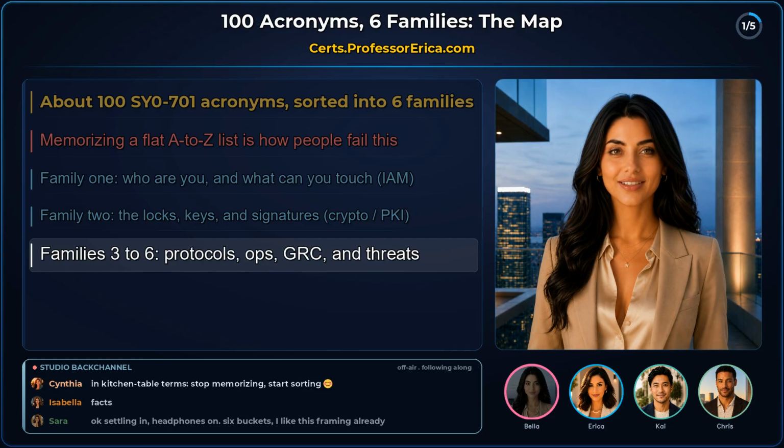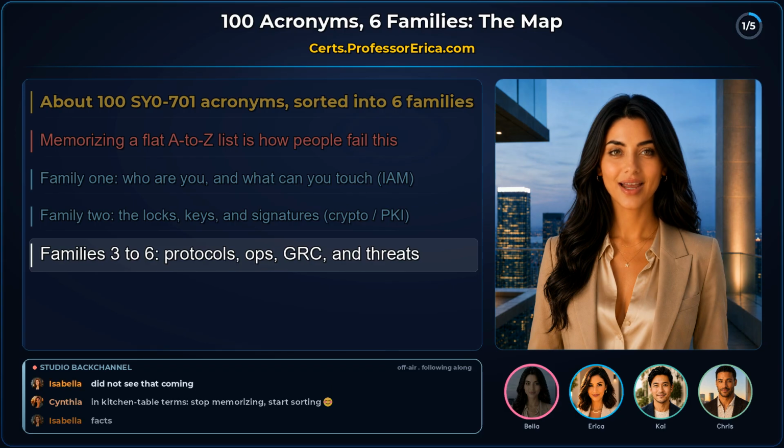And here is who this actually helps. Hi all, I'm Bella, and if you have ever frozen on a question because 2 4-letter words looked identical, that is not a you problem, that is a sorting problem. The last 4 families are the protocols you secure, the operations side where you watch and respond, the governance and risk world, and the threats and malware zoo. Group them this way, and the lookalikes finally pull apart.